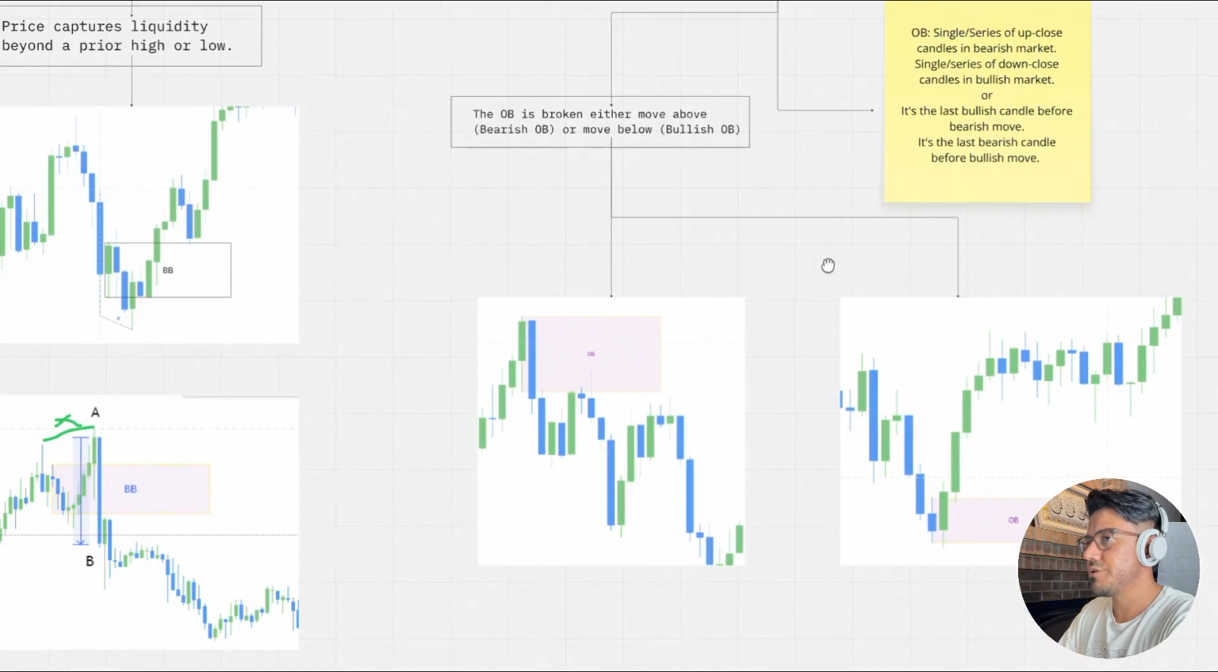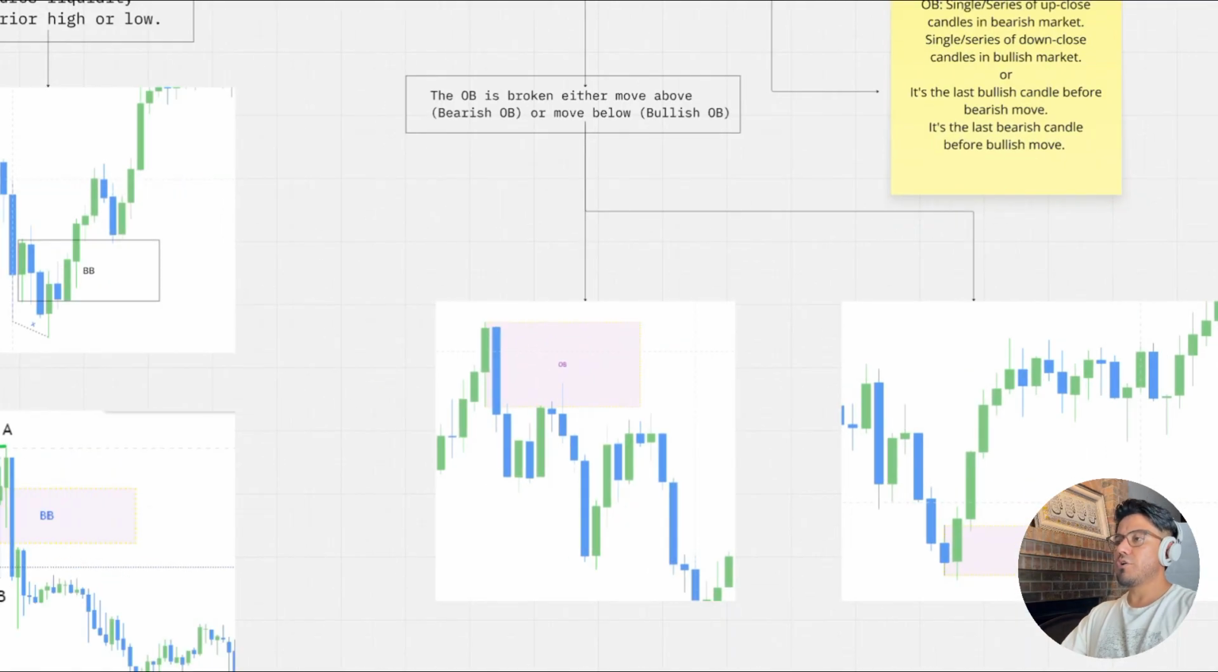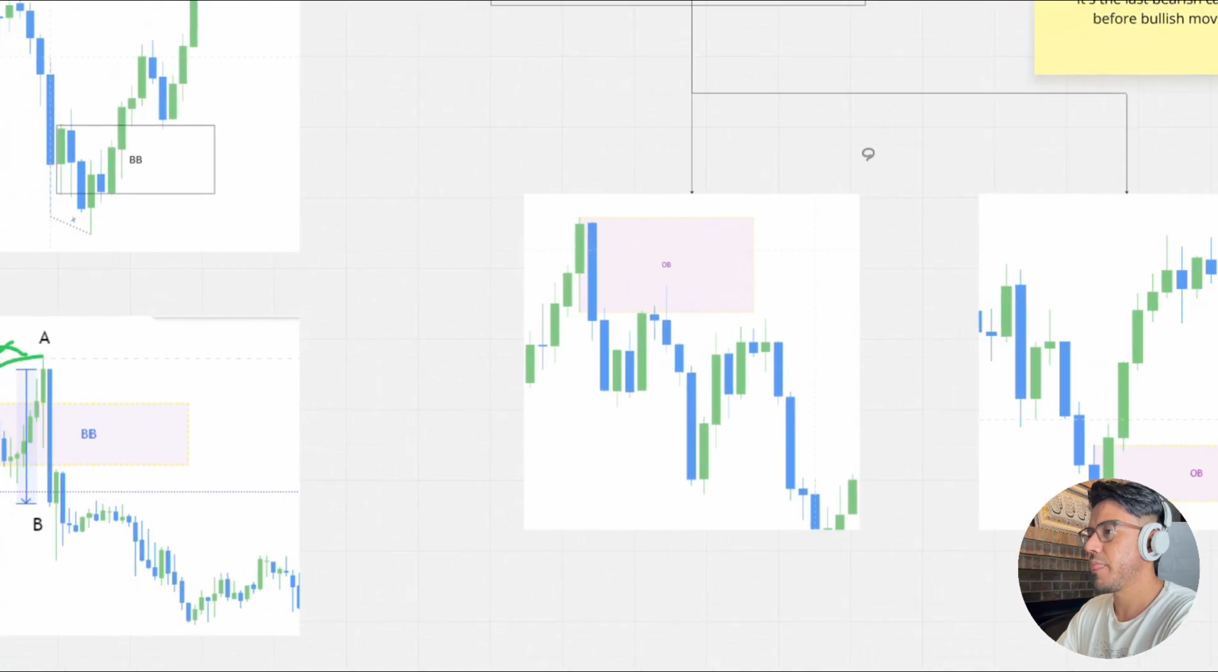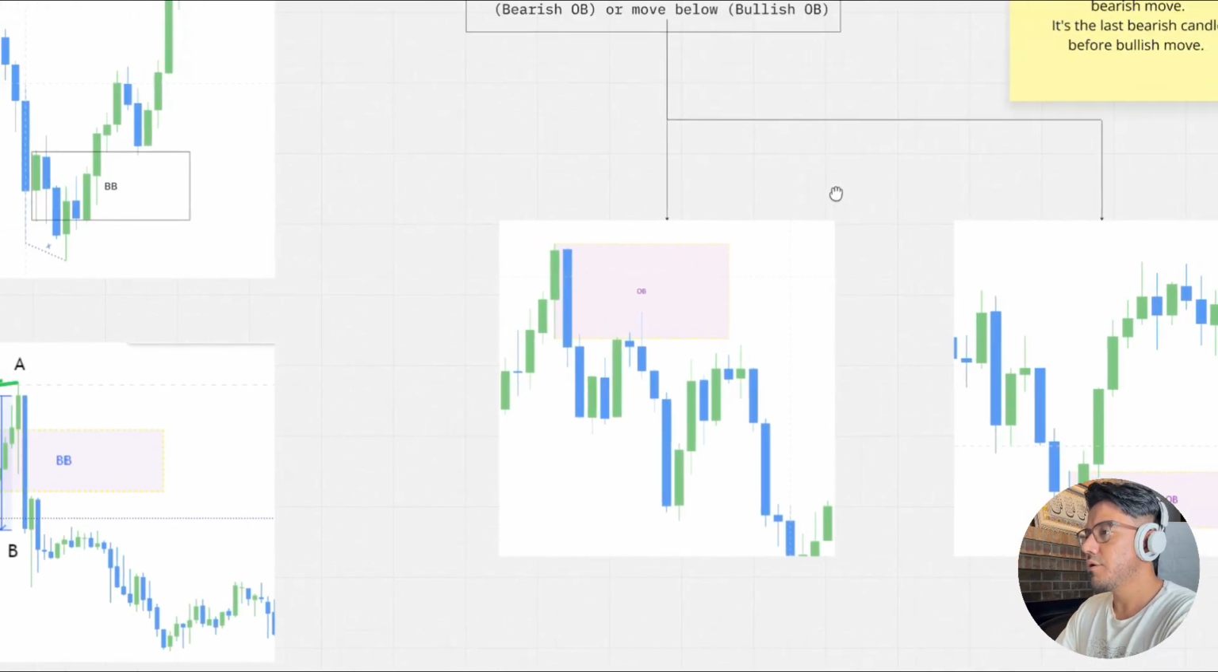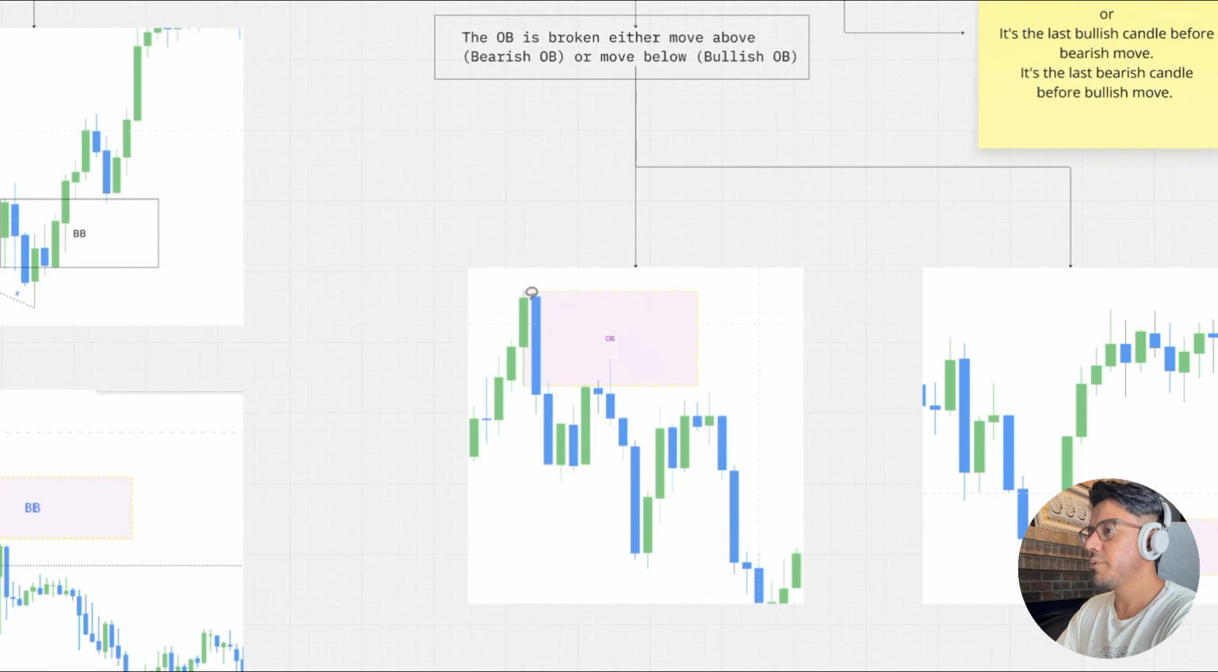And what is the second condition? The second condition is that the order block should be broken, either a move above or a move below. Above in a bearish trend, and below in a bullish trend. So what is an order block? The last bullish candle before the bearish move is called the order block. It should be confirmed that there is an order block.